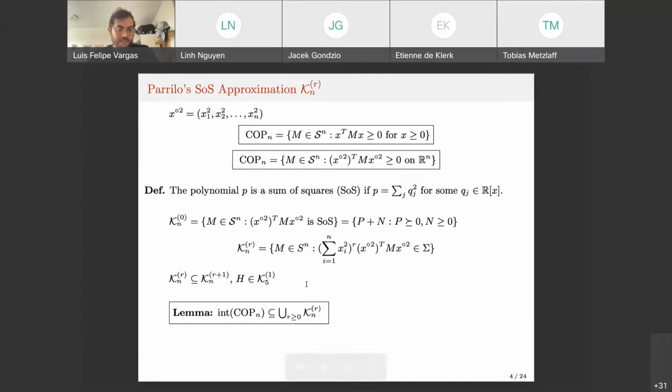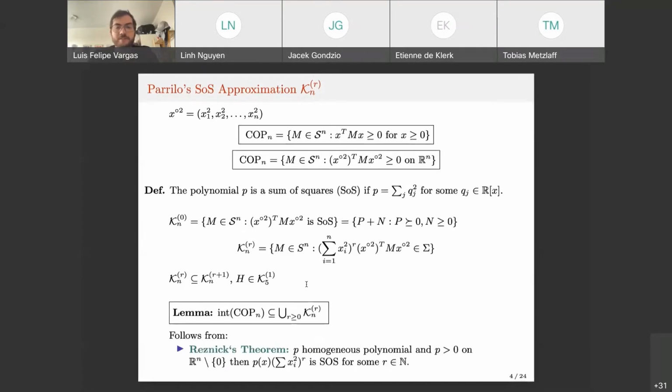And this is based on the following lemma, that the interior of the copositive cone is contained in the union of the K_n^r. And this follows from Pólya's theorem. It says that if P is a homogeneous polynomial that is strictly positive on the non-negative orthant except at 0, then there exists a power of the sum of the variables such that the product is a sum of squares. So of course, if a polynomial is in the interior of the copositive cone, then it belongs to some Parrillo cone. Okay.